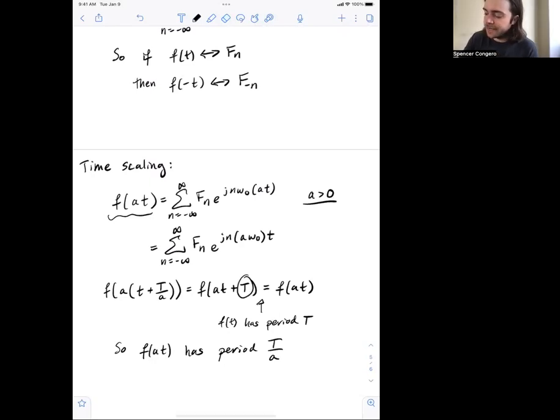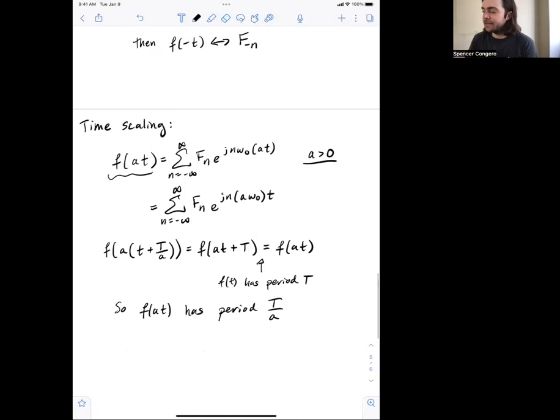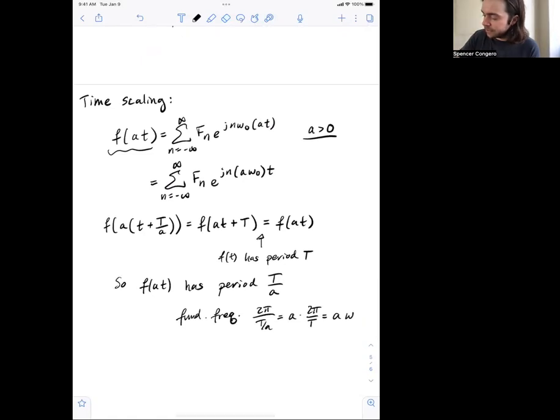But then using the fact that this T was the period of f of t, we actually know this is the smallest amount I can shift by in order to get back my original function. And so we kind of rigged it up to work out that way. Okay, so f of at has this period T over a, and the fundamental frequency is going to be 2 pi divided by T over a, which is just a times 2 pi over T, which is a times our original omega naught for our f of t.